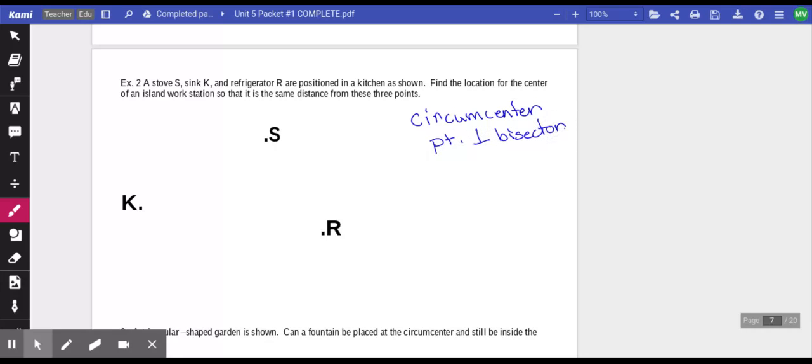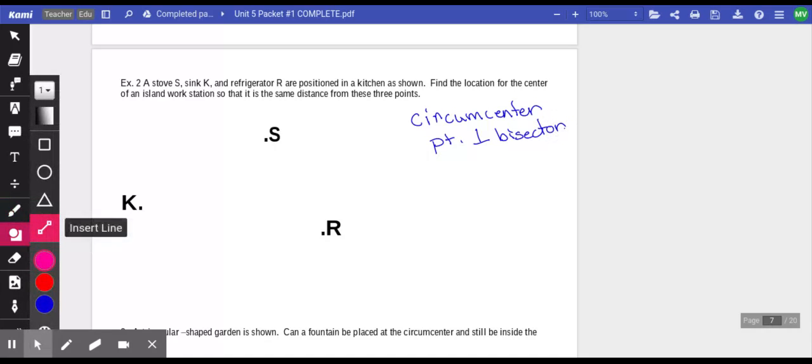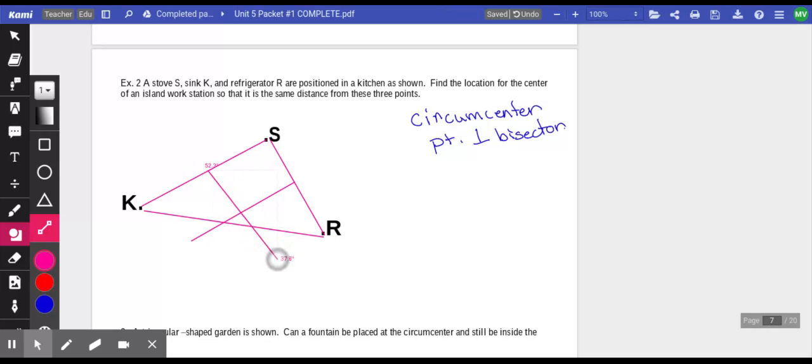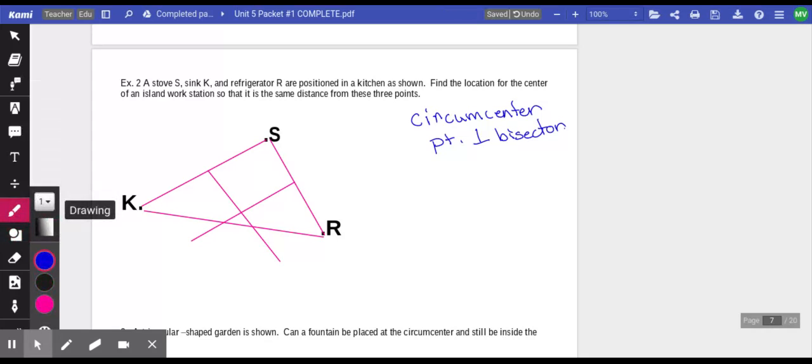So what I want to do is draw all the lines connecting my sink to my stove, my stove to my refrigerator, and then my sink to my refrigerator. And then I am going to approximate the perpendicular bisectors of 2 of those. I don't necessarily need to do all 3 because I know all 3 are always going to meet at the same point. So if I find where 2 meet, that is the circumcenter.